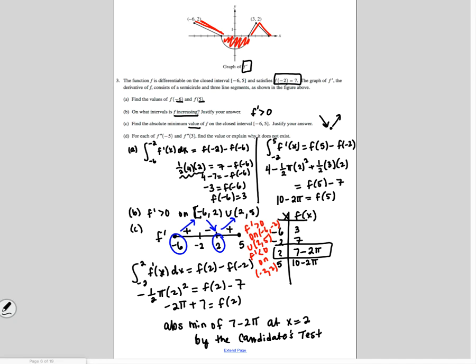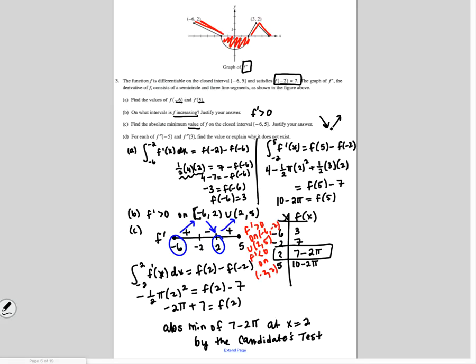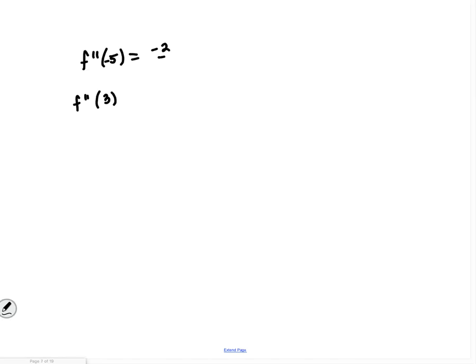All right, so the next part says, for each of f double prime of -5 and f double prime of 3, find the value or explain why it does not exist. So let's talk about f double prime of -5, and f double prime of 3. If we look at our graph of f prime, if I want to talk about f double prime, it's going to be the slope of f prime. So I want to know the slope at -5. What is the slope of this line? Well, it looks like it goes down 2 over 1, 2, 3, 4. So if I go down 2 over 4, it's going to be -1/2. So that one's good.